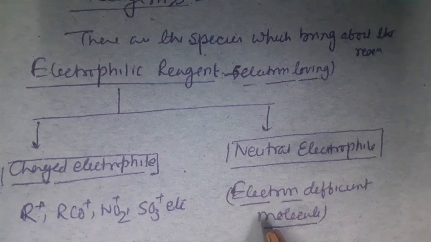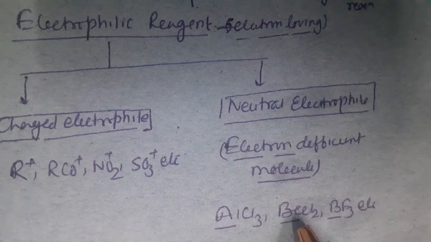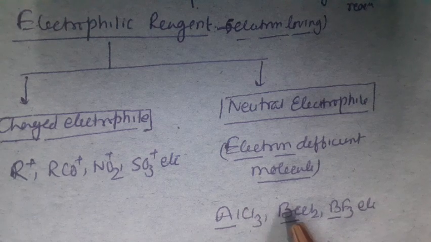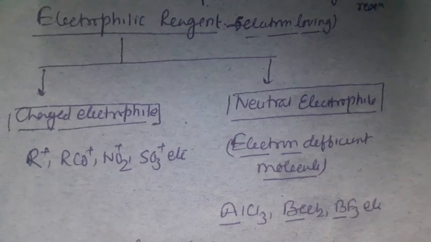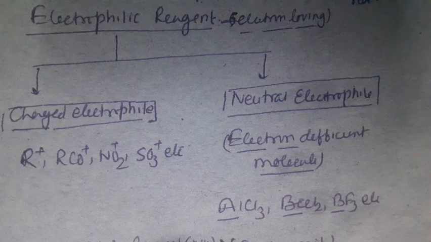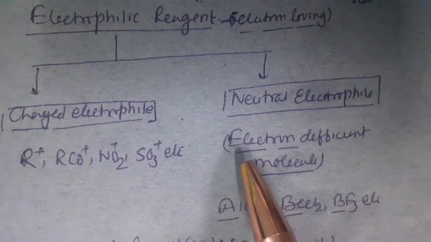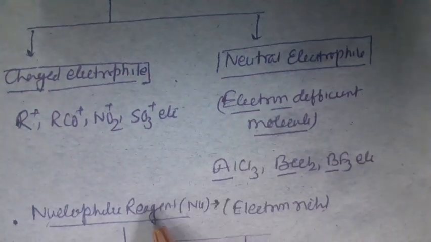So all the electron deficient species like aluminum chloride, beryllium chloride, ferric chloride, boron trifluoride, and many other examples are known in which the covalent molecule's central atom has fewer electrons than the octet. They are electron deficient and have a tendency to accept pairs of electrons to acquire the octet configuration, and are said to be neutral electrophiles. Now move on to the next topic.